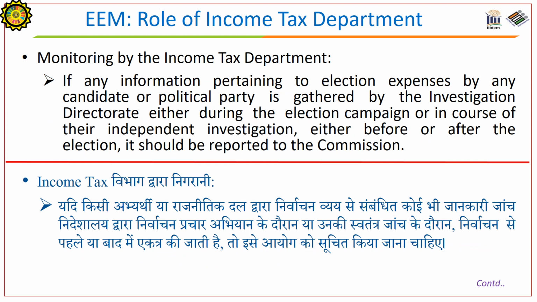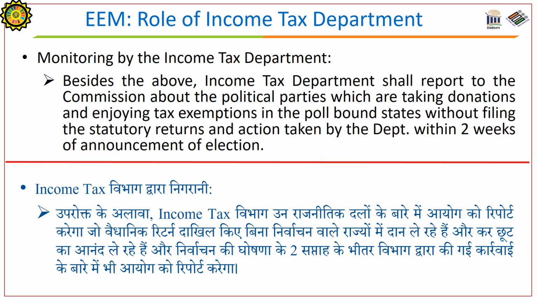If any information pertaining to election expenses by any candidate or political party is gathered by the Investigation Directorate, either during the election campaign or in course of their independent investigation, either before or after the election, it should be reported to the Commission. Besides these, Income Tax Department shall report to the Commission about the political parties which are taking donations and enjoying tax exemption in the poll-bound states without filing the statutory returns, and action taken by the department within 2 weeks of the announcement of the election.